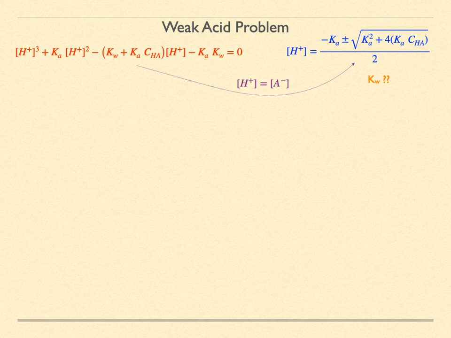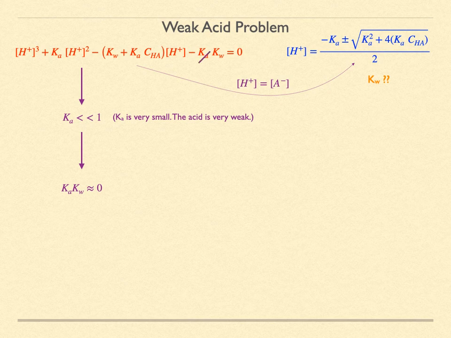What if instead of dropping the contribution from water, we examined what would happen when Ka becomes very small? Can we look just at the behavior of very weak acids? Well, look again at the cubic solution. If Ka is very small, then Ka times Kw must be very, very small, because we know that Kw is small already. That means we could ignore the final constant term. Our cubic now looks like this.